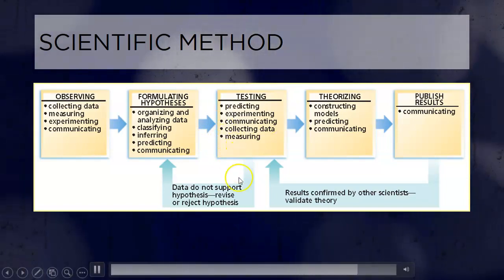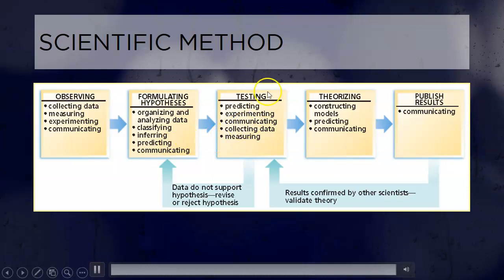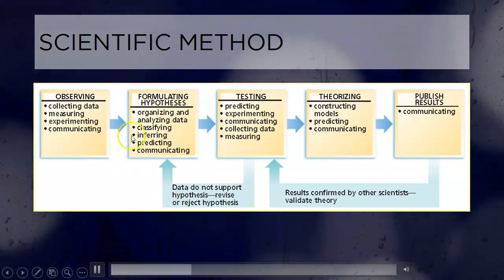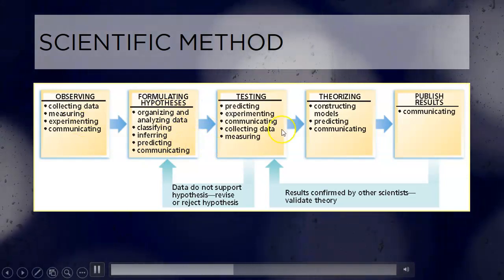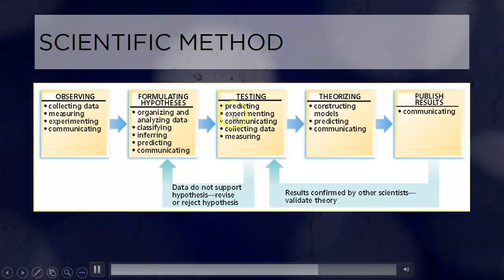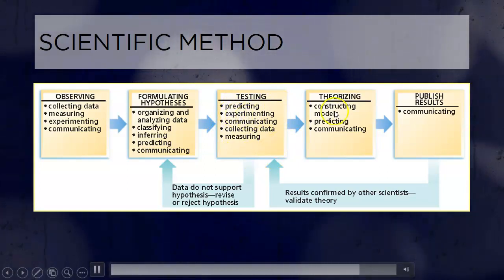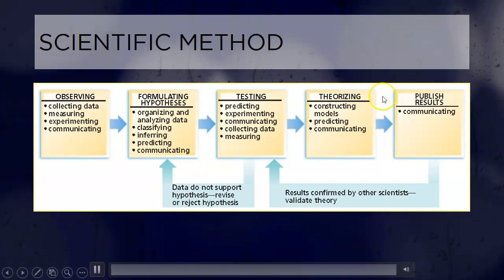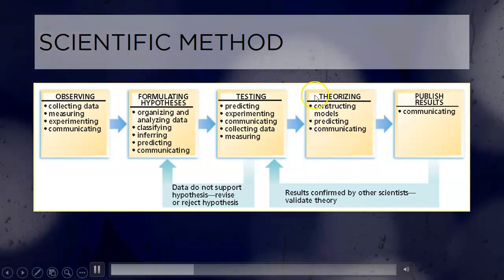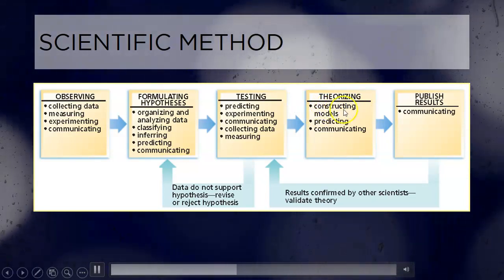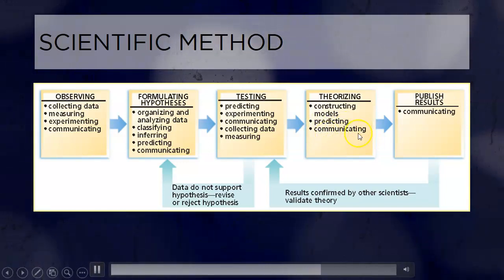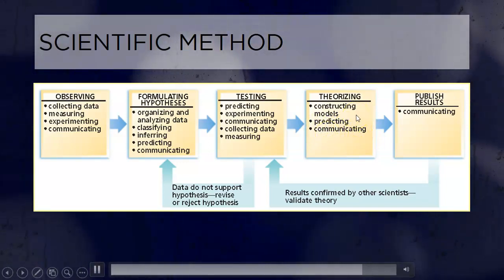And then I might decide to go back and revise my hypothesis. If the data doesn't seem to match what my prediction was, I'll go back and change my hypothesis and test it again. And if lots of tests tend to agree, then I can go into theorizing. If you don't ever seem to see any inconsistencies with your tests, you can start to explain what's going on, construct a model about it, make more predictions, communicate, collaborate.